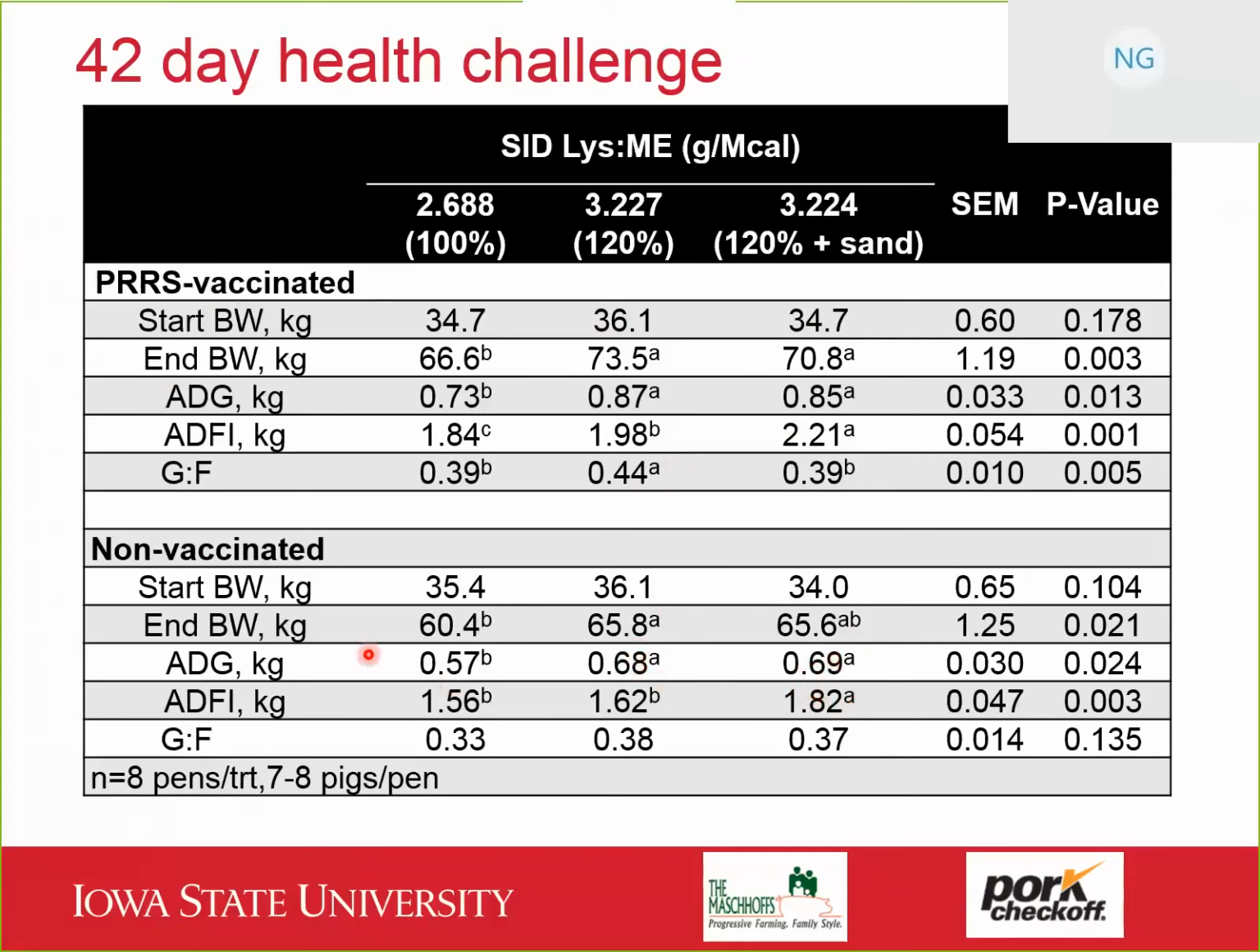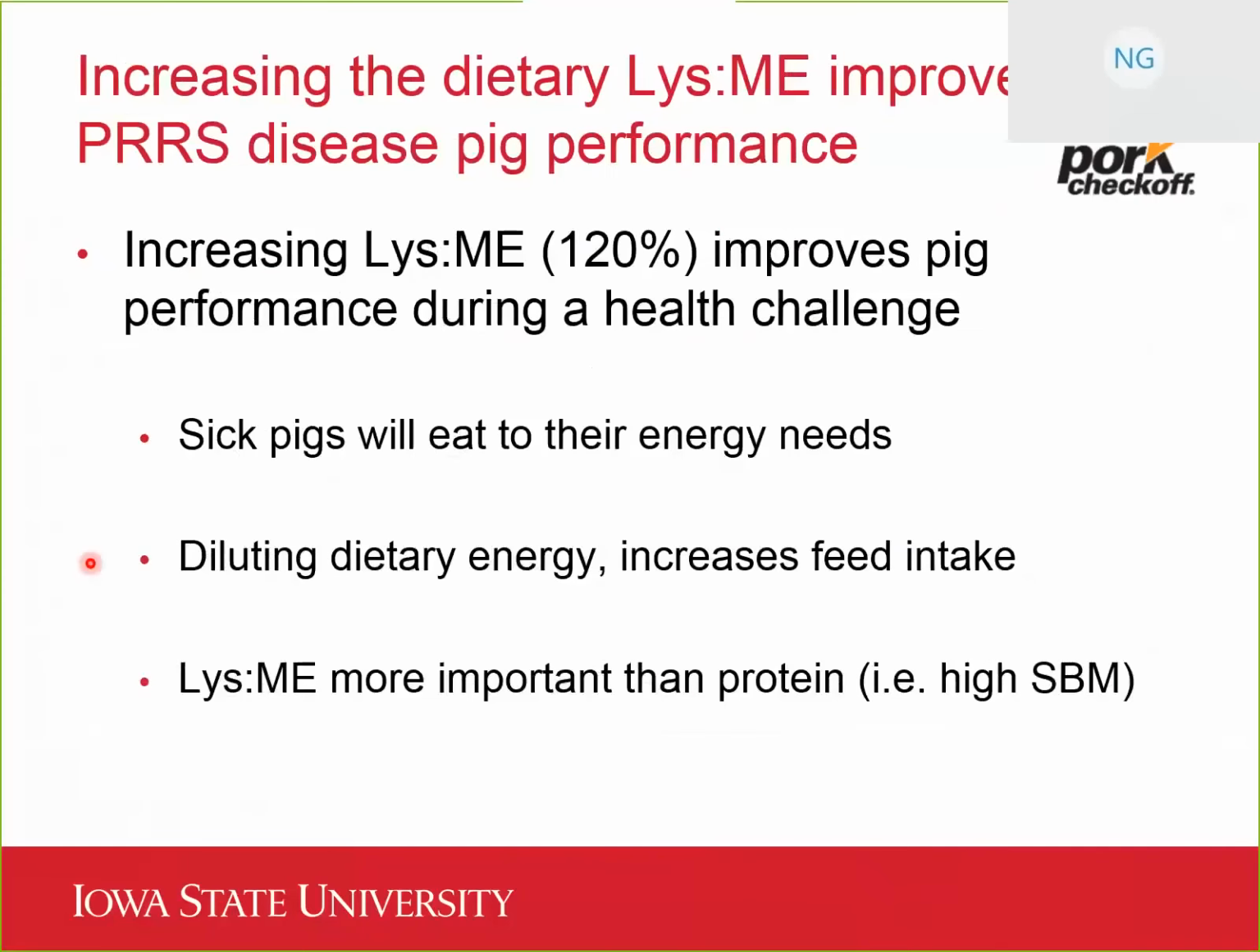So in other words, what we're really seeing here is that sick pigs will eat to their energy needs. If we increase that ratio, and we validated that we increased the ratio to 120% of lysine to ME, and kept all the other amino acid ratios to lysine the same, we can actually improve pig performance in a health-challenged environment.